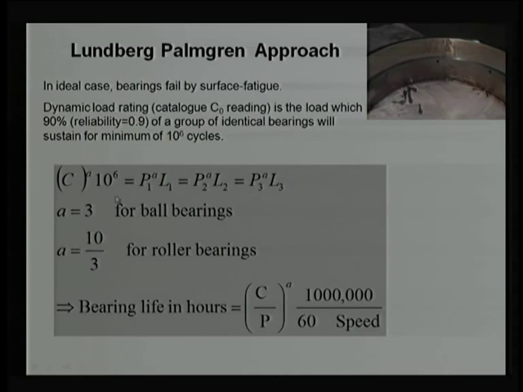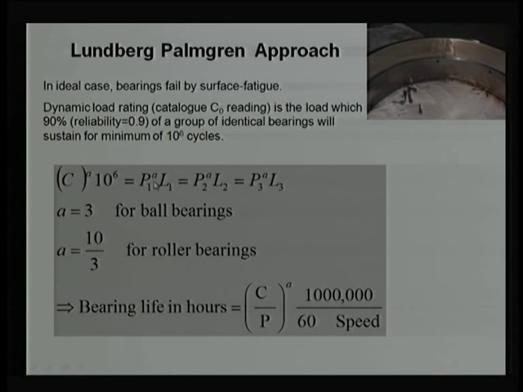What we say is that bearing life follows a power law. What is the meaning of this? C is generally the capacity given in a catalog, to the power a, into 10⁶ cycles, will be equivalent to any load P applied on the bearing, to the power a, into L1 rotations. If P is lesser than C, naturally bearing life will be more than 10⁶ cycles. Of course, that depends on the value of a.